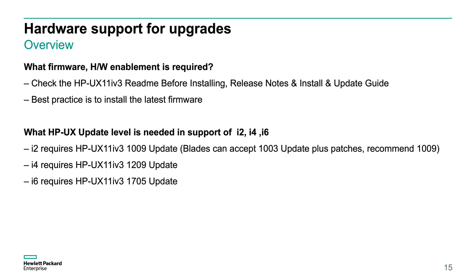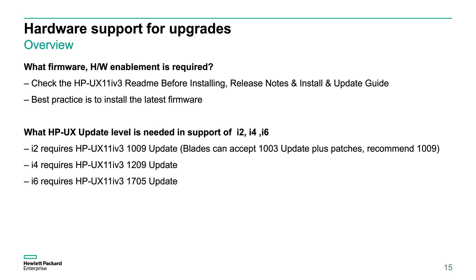So what firmware and hardware enablement is required? Well, when you run update-ux to change the version or revision of your operating system, it automatically deploys the hardware enablement bundle, and that will be required for your platform types, for example, i2, i4, or i6. So support of that platform will be dependent on the update level of the operating system. And of course, the best practice is always to install the latest firmware, but the firmware levels required are again documented in the README and release notes for the operating system.